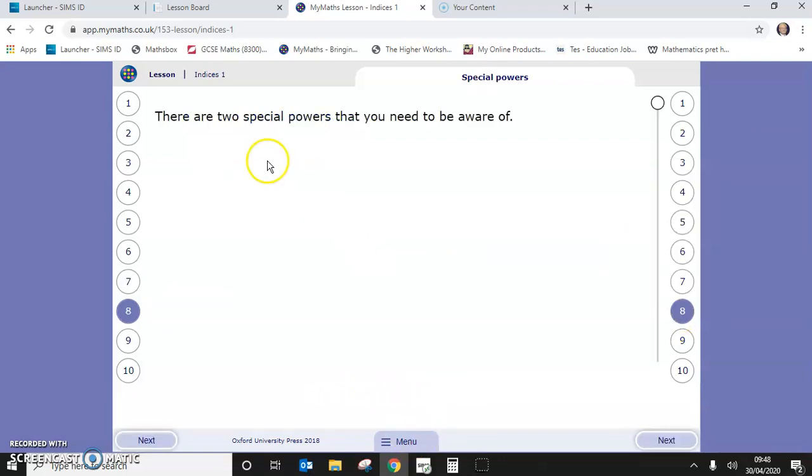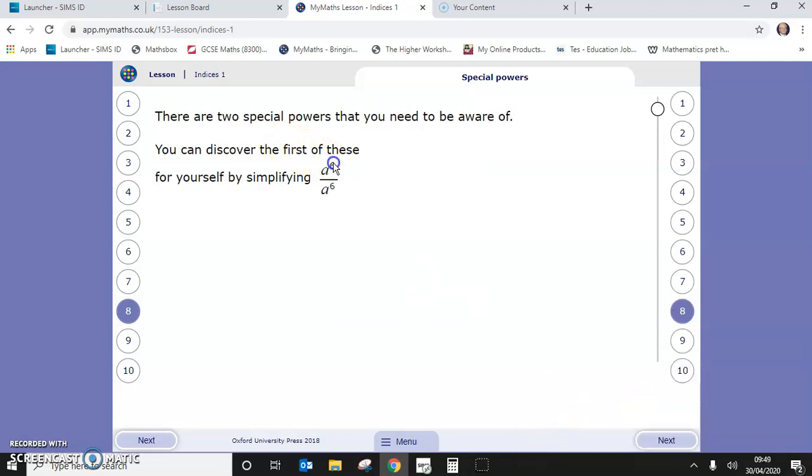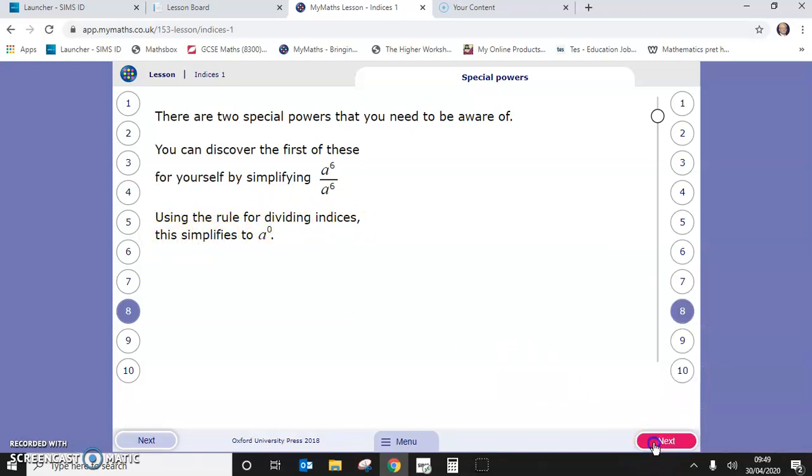Alright, there are 2 special powers that you need to be aware of. You can discover the first of these for yourself by simplifying this. So if we simplify this, do what we think. 6 take away 6 is going to give me 0. So using the rule for dividing indices, this simply simplifies to a to the power of 0.